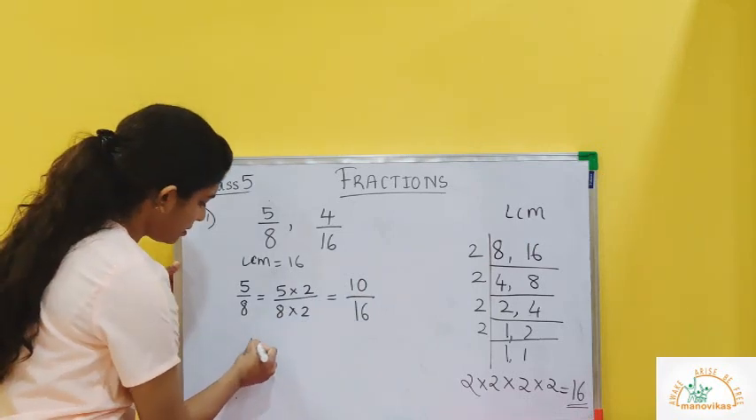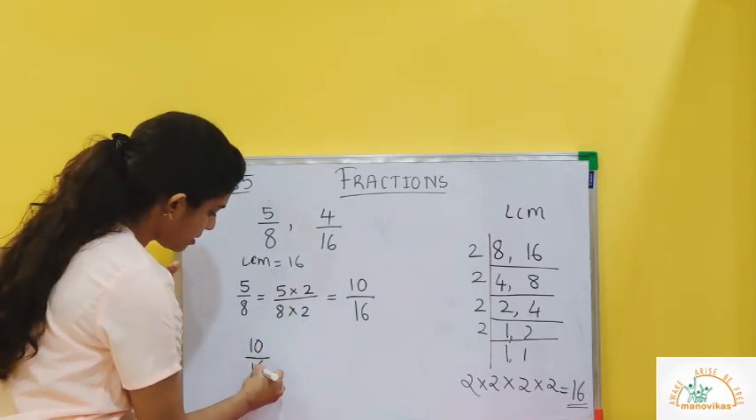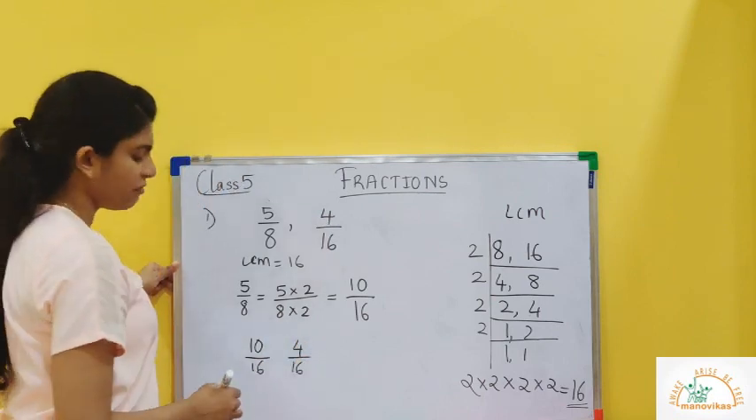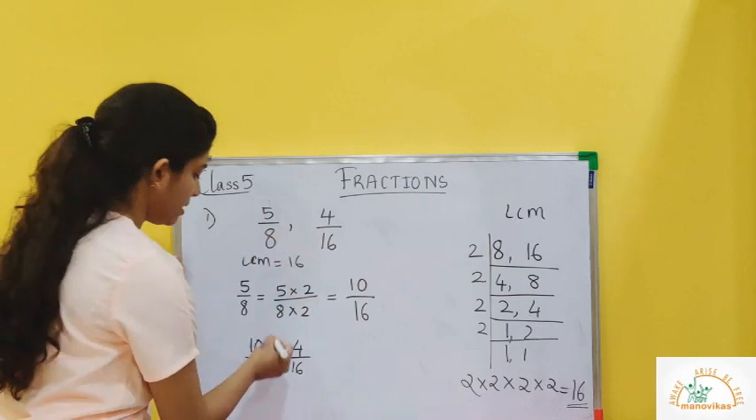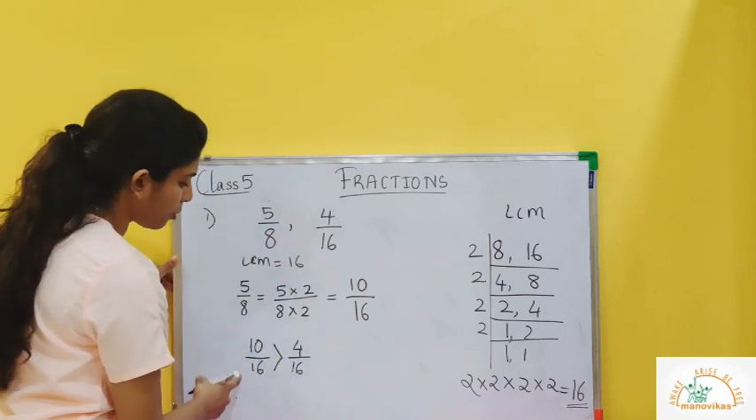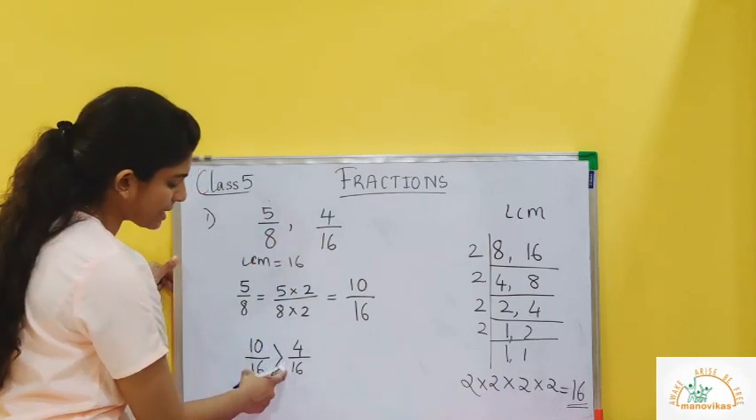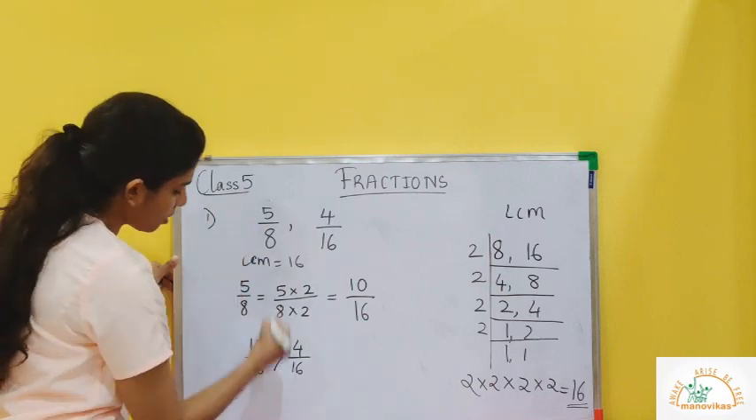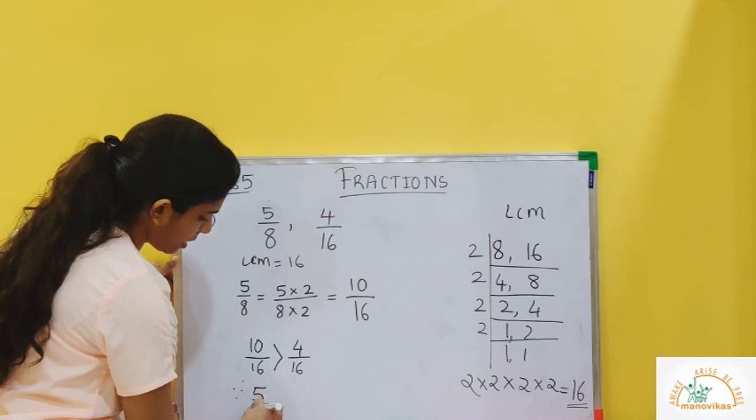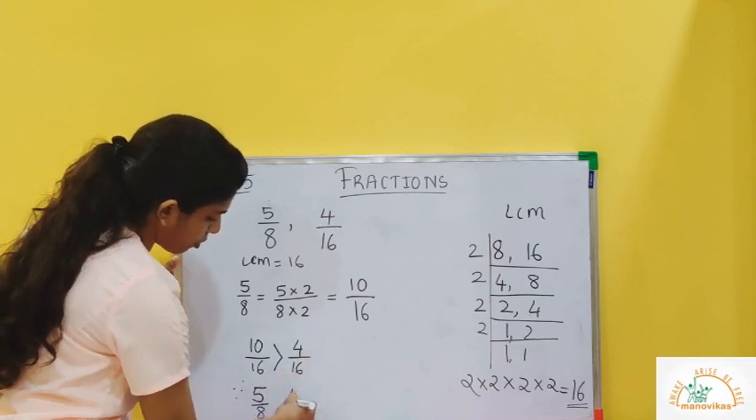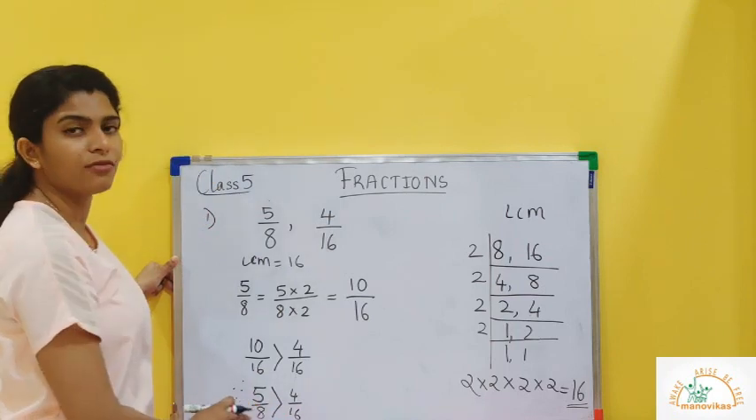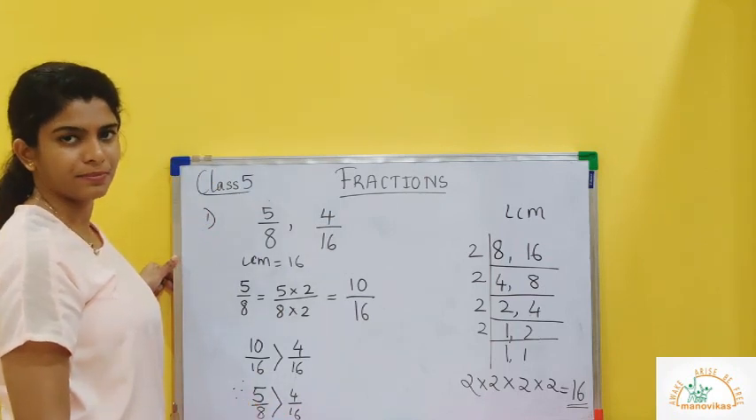Now this 5 upon 8 is changed into 10 upon 16. So I will write here 10 upon 16 and 4 upon 16. Now tell me which one is greater? Yes, 10 is greater than 4, so 10 upon 16 is greater than 4 upon 16. Therefore, 10 upon 16 was 5 upon 8, so 5 upon 8 is greater than 4 upon 16.